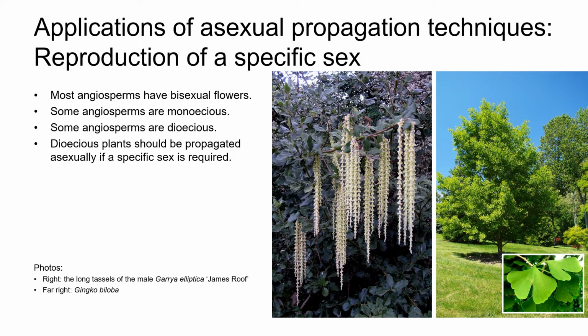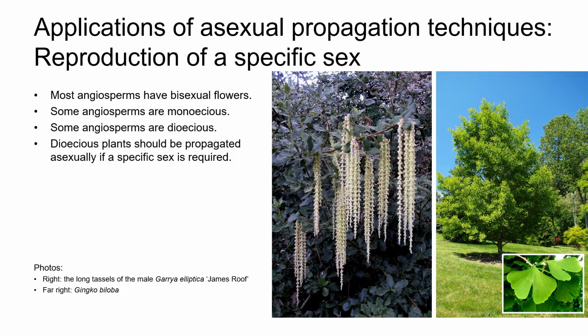Another application of asexual propagation techniques is when we want to reproduce predictably a plant of a particular sex. Most angiosperms are bisexual, meaning the flowers contain both male and female reproductive parts. But some plants produce separate male and female flowers on the same plant, and these plants are described as monoecious. Mono means one, and ecious comes from the Greek word for house. So we have two flowers of the opposite sex living in one house.